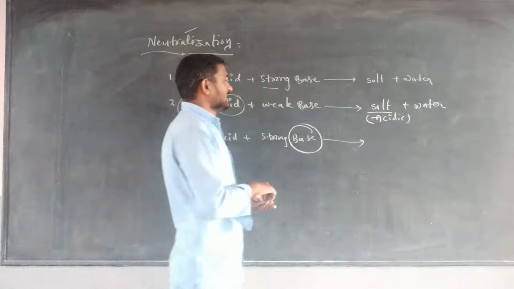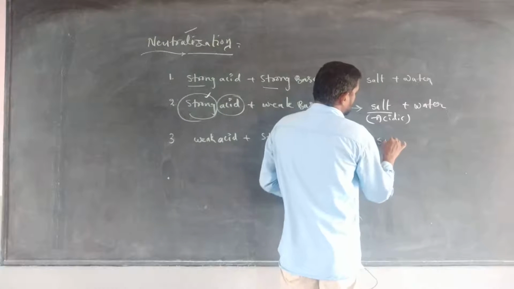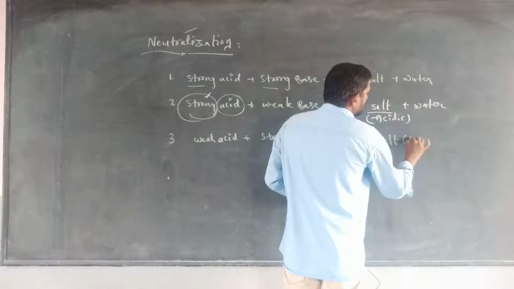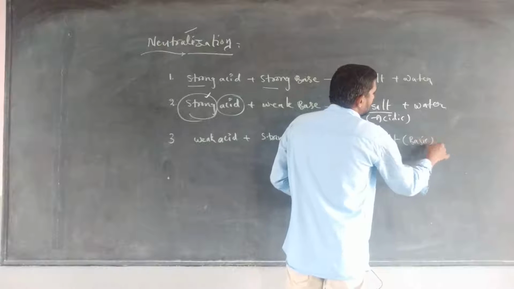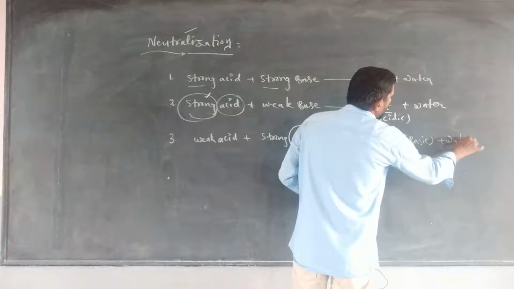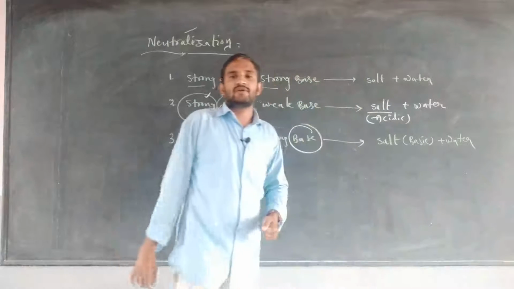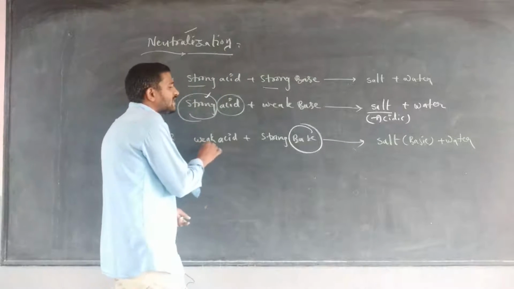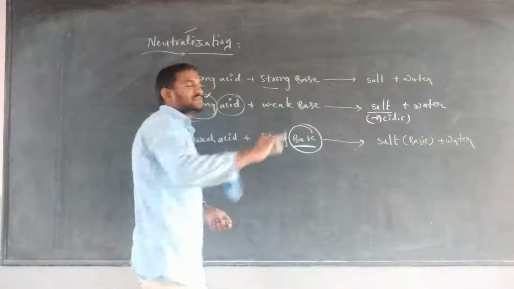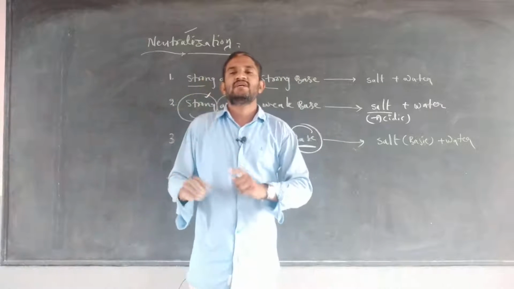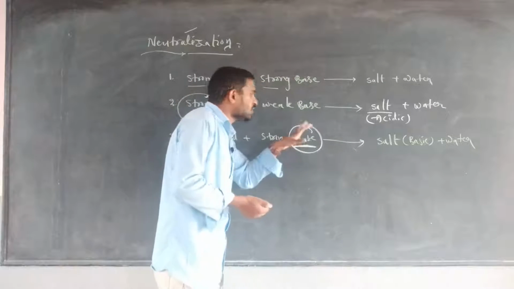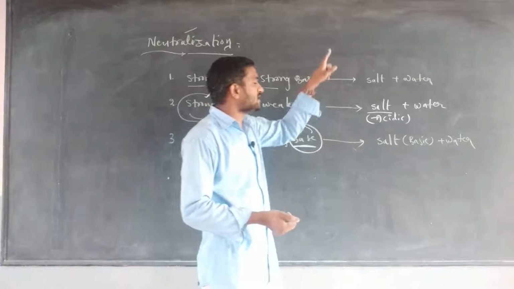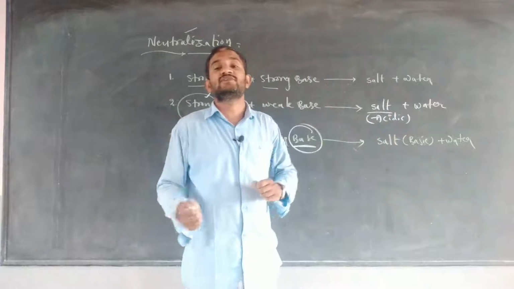That means here the compound formed is a salt with basic nature, and again water will be formed. What will be formed? Water will be formed. That means in the third reaction base is stronger than acid, so base is the dominator. That's why the salt formed has which nature?